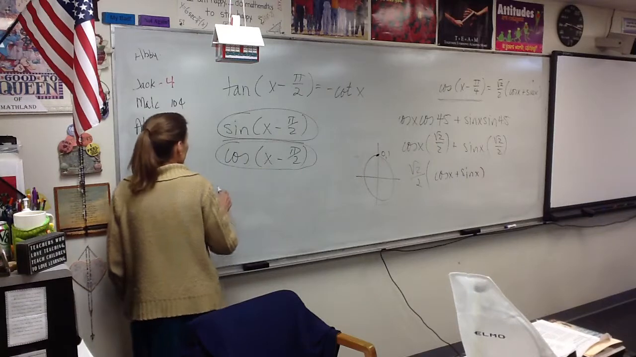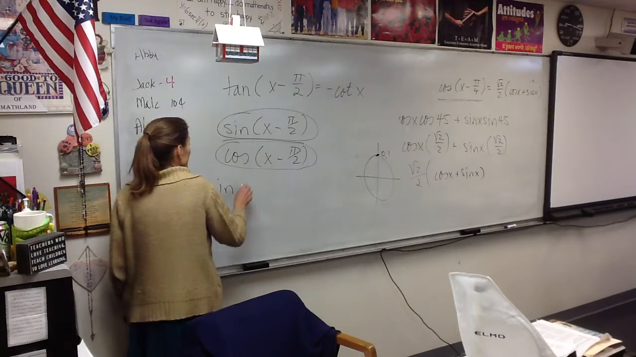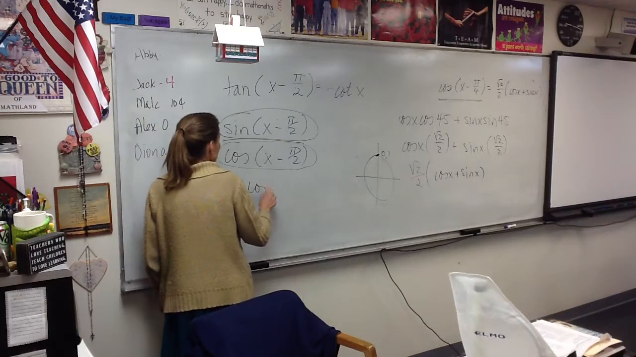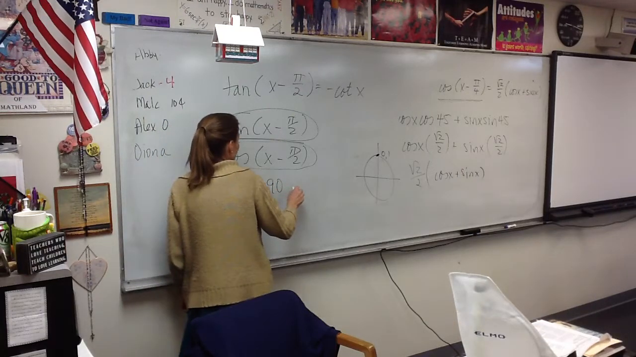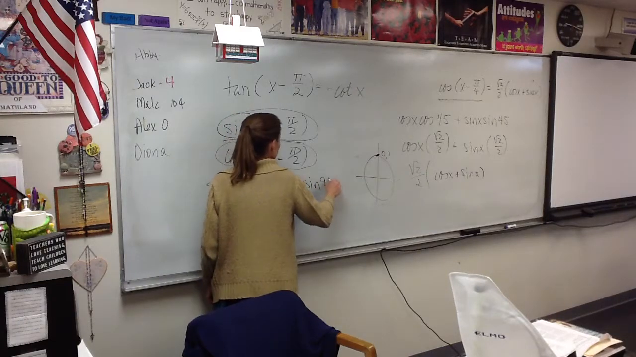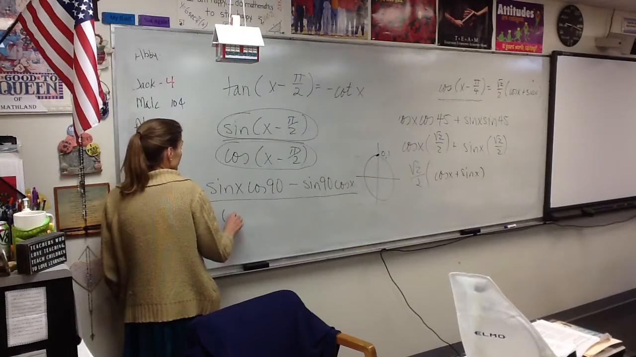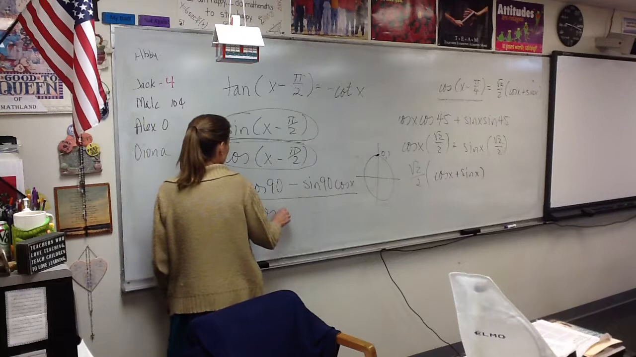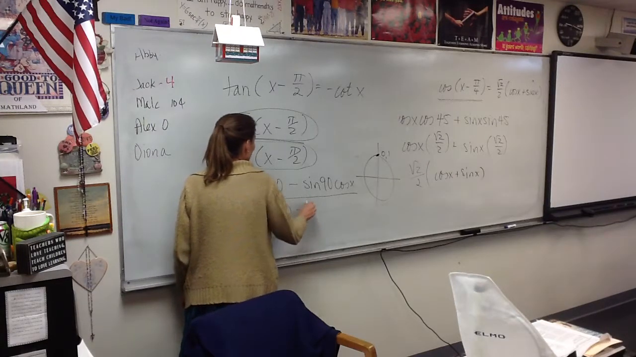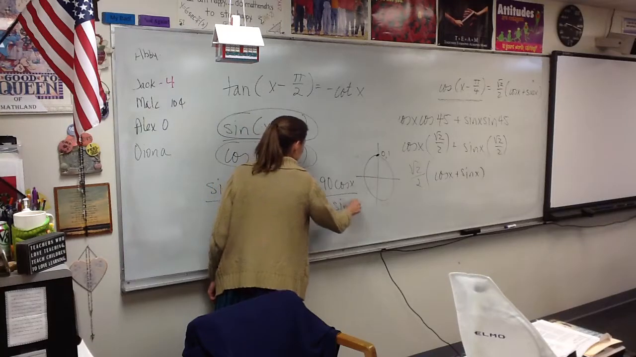What's my formula for the numerator? Sine x cosine 90 minus sine 90 cosine x. Perfect. What's my formula for the denominator? Cosine x cosine 90 plus sine x sine 90.